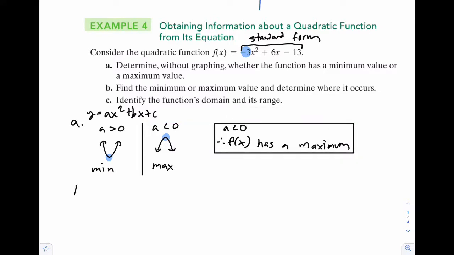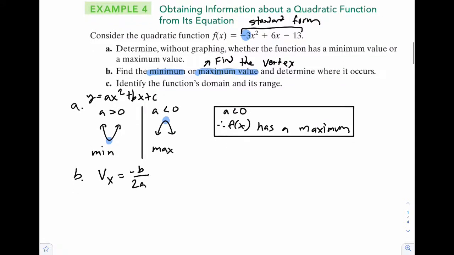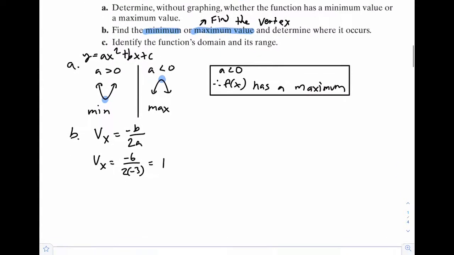Now B, it says find the min or max value. Always highlight this. If it's ever asking to find the value, what that really means is find the vertex. Like, you're going to have to find the vertex in some form. So to do this, it's in standard form. So we're going to use our vertex formula. Our v sub x is negative b over 2a. So let's figure it out. Opposite b, that'd be 6 over 2. a is negative 3. That would be positive 1. So there's our x coordinate.